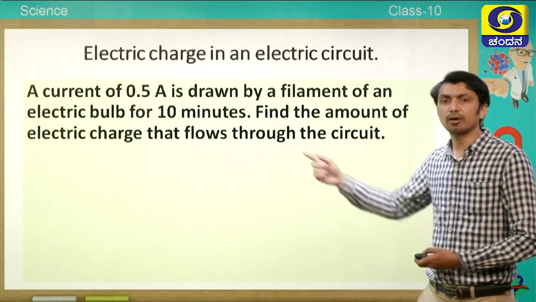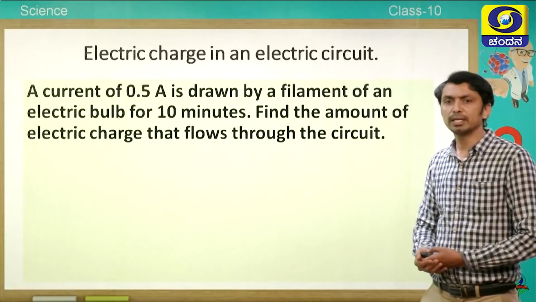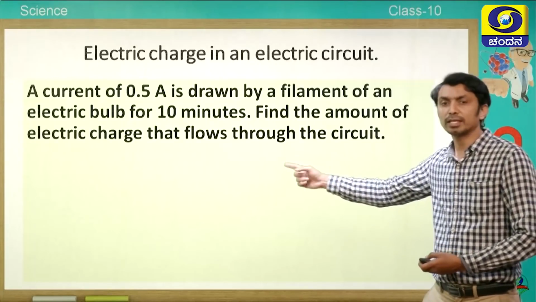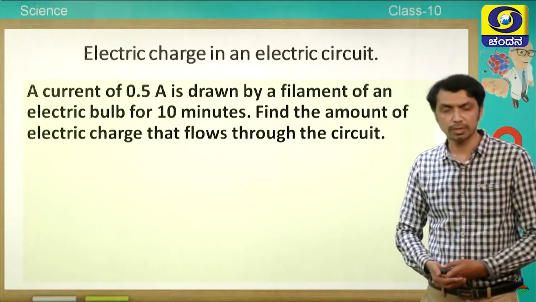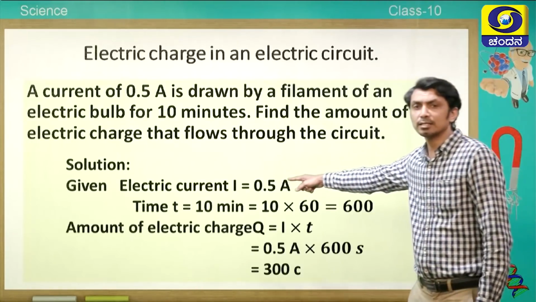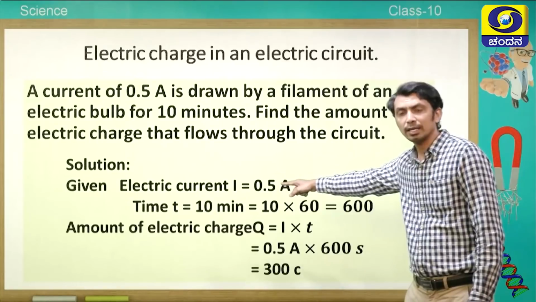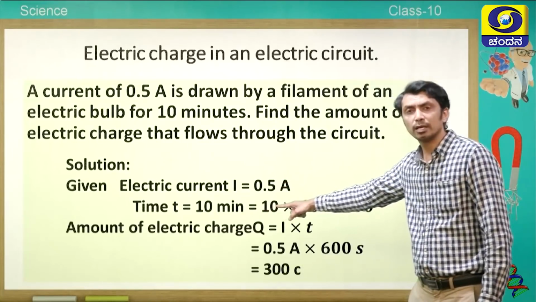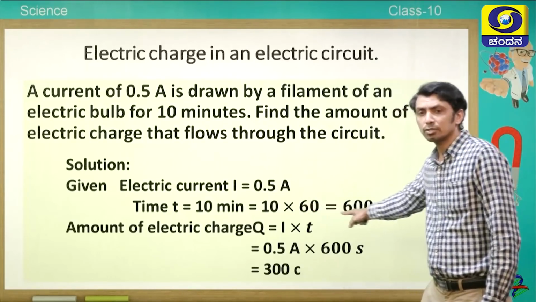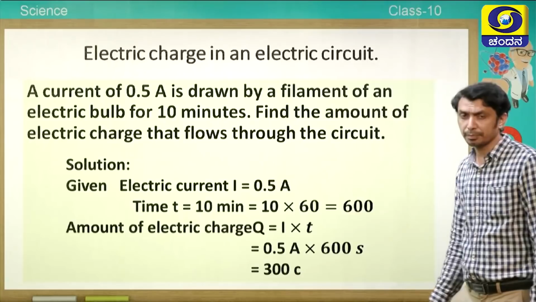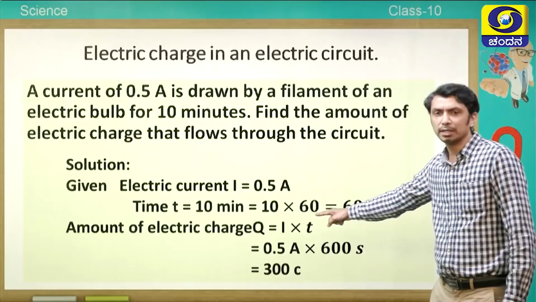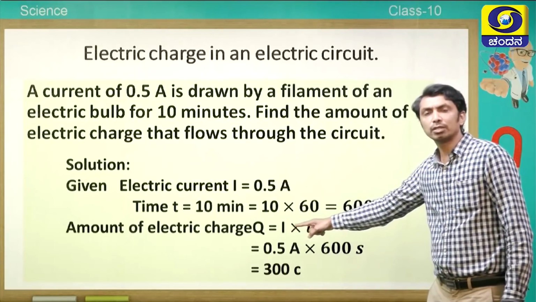Yes. A current of 0.5 ampere is drawn by a filament of an electric bulb in 10 minutes. Find the amount of electric charge that flows through the circuit. As you can see, the electric current I is 0.5 ampere and the time is 10 minutes. Now if we convert the minutes into seconds, 1 minute is 60 seconds, so we get 600 seconds. I we know and T we know here. Now we will calculate Q.